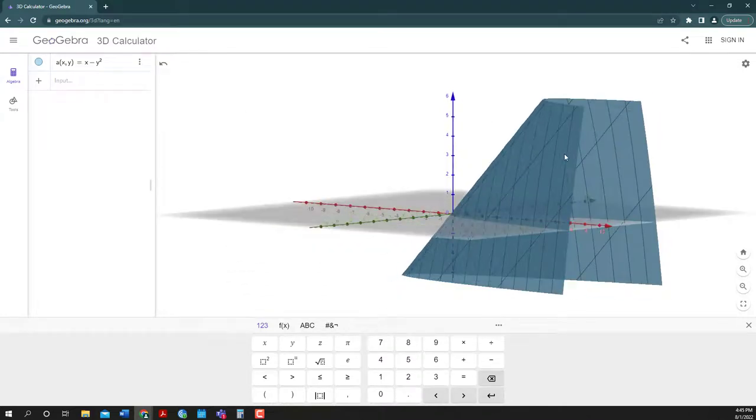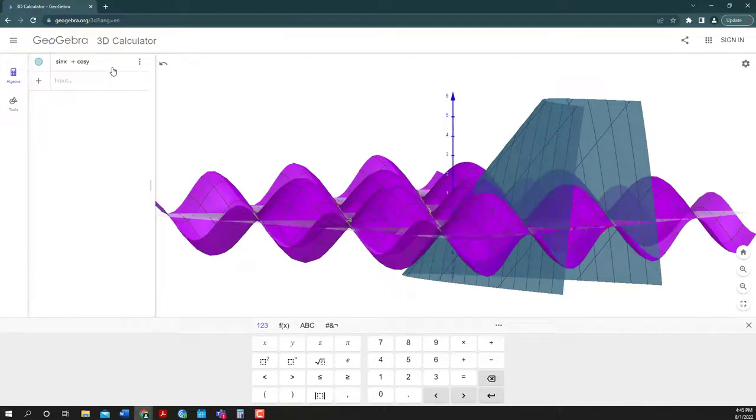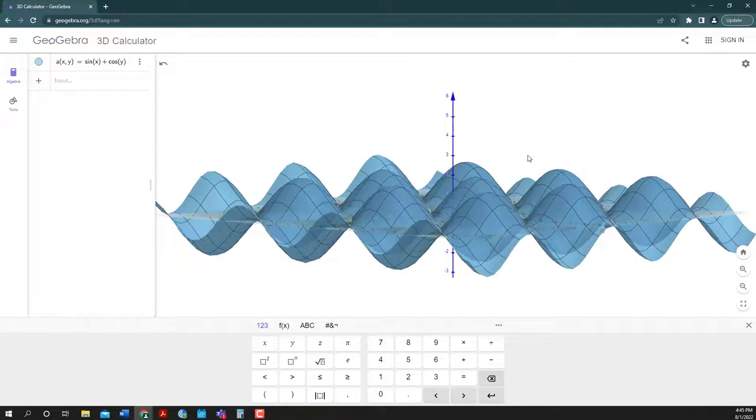All right, so let's look at another example from your book. Another one that your book looks at, let me just delete this out, is the sine of x plus the cosine of y. And so here is what this one looks like. We can click on that to remove the 1.